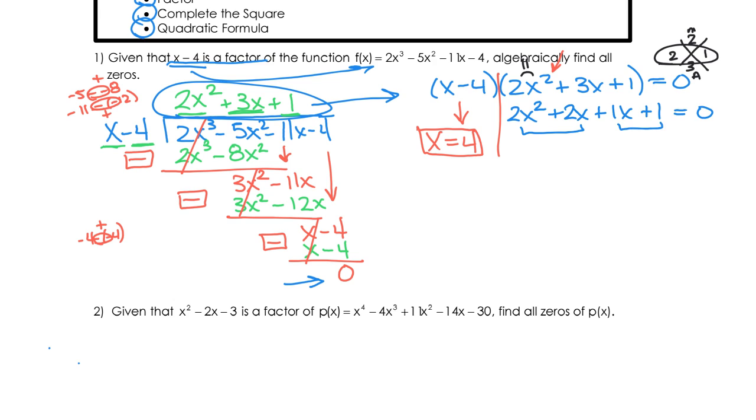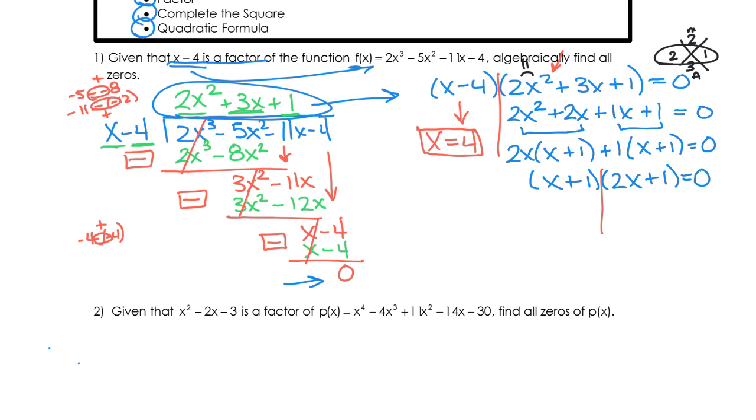We'll group the first 2, group the last 2. Out of the first group, we can pull out 2x and be left with x plus 1. Out of the second one, we can pull out positive 1 and be left with x plus 1. And so one of my factors is x plus 1, and the other factor is 2x plus 1. Those factors are going to give me my other 2 solutions. This one's going to be x equals negative 1, and over here, if we subtract 1 and then divide by 2, we get x equals negative 1/2. And there they are. Those are all the zeros.